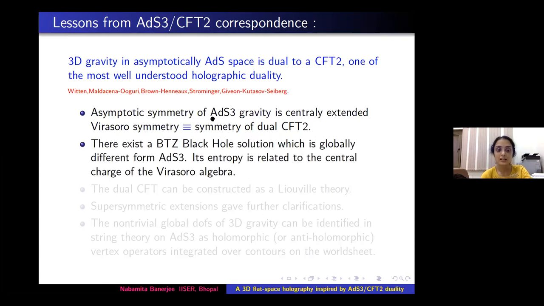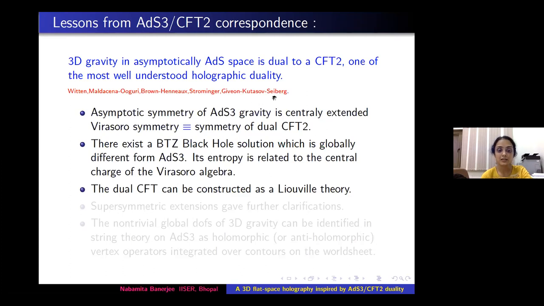Point two, there exists a BTZ black hole solution, which is globally different from AdS3. Locally, of course, BTZ is the same as AdS3, but globally it's different. It's a black hole solution. And the entropy is given in terms of the symmetry algebra of the CFT2, which is the Virasoro symmetry algebra. Okay? So this is another important point.